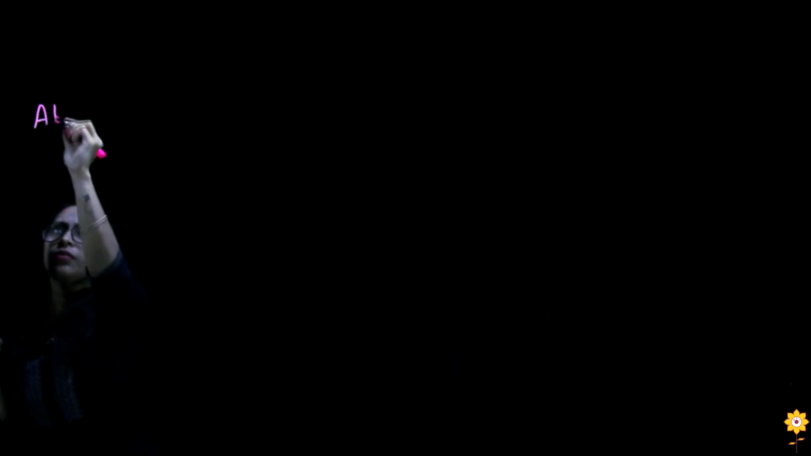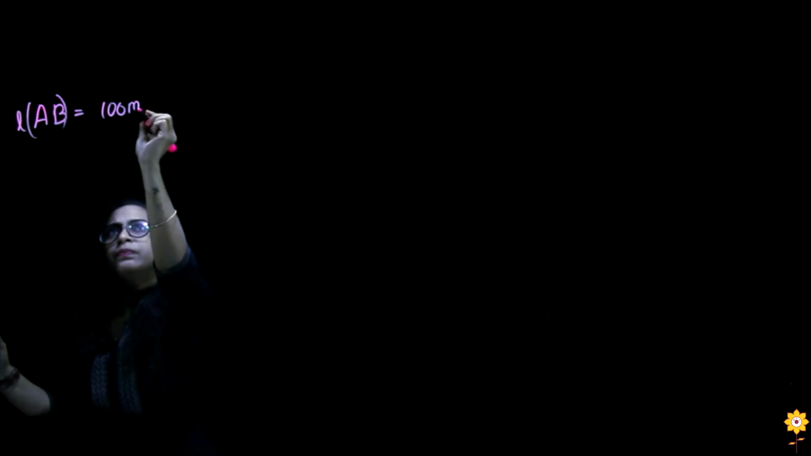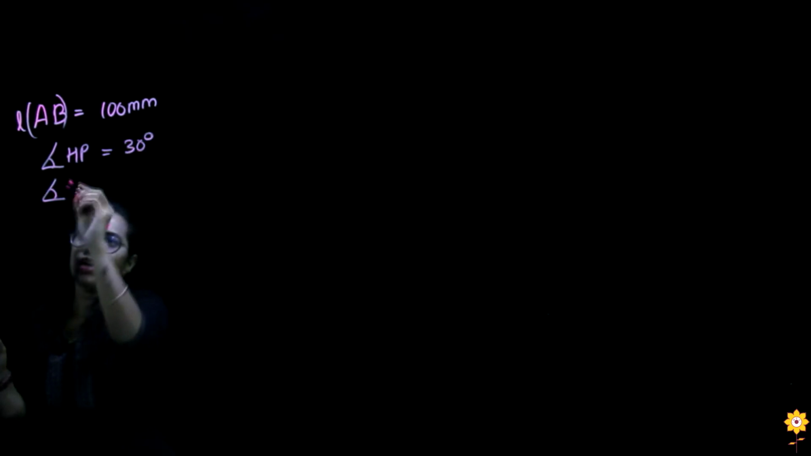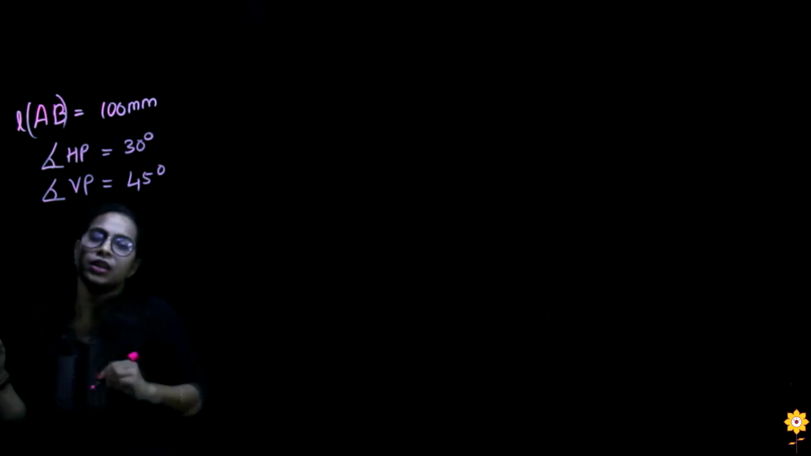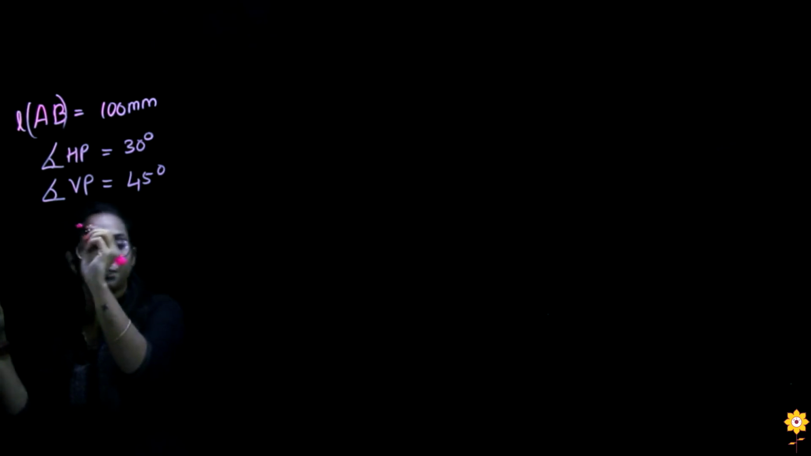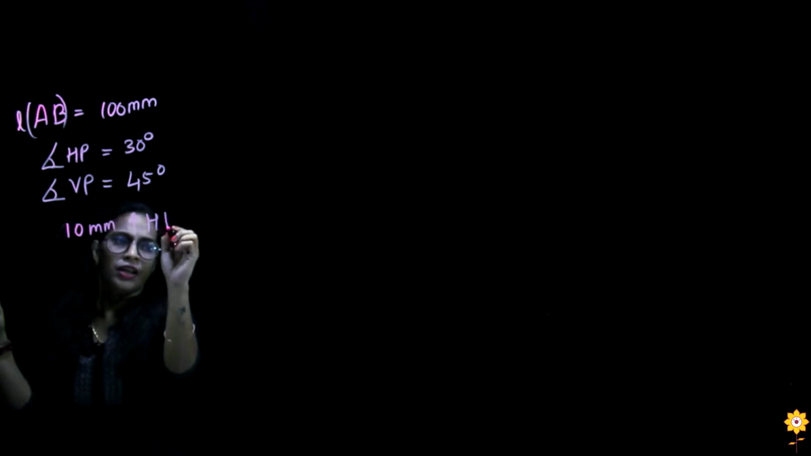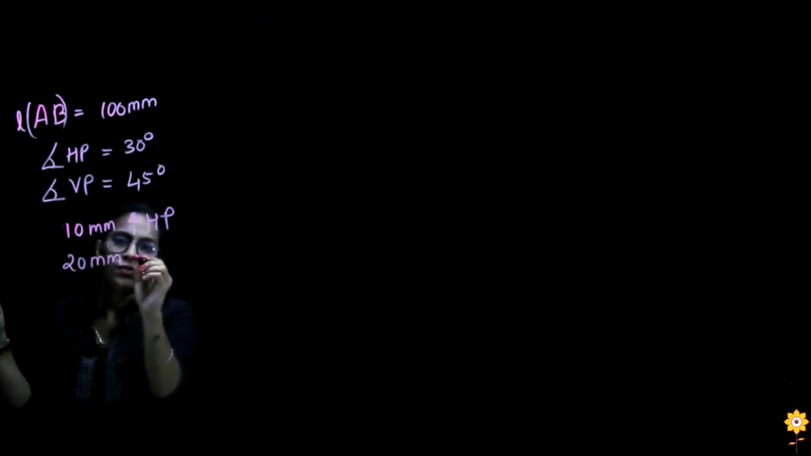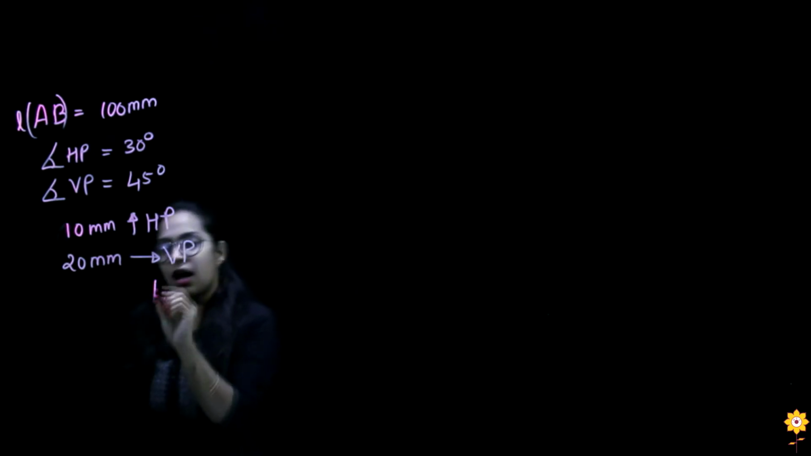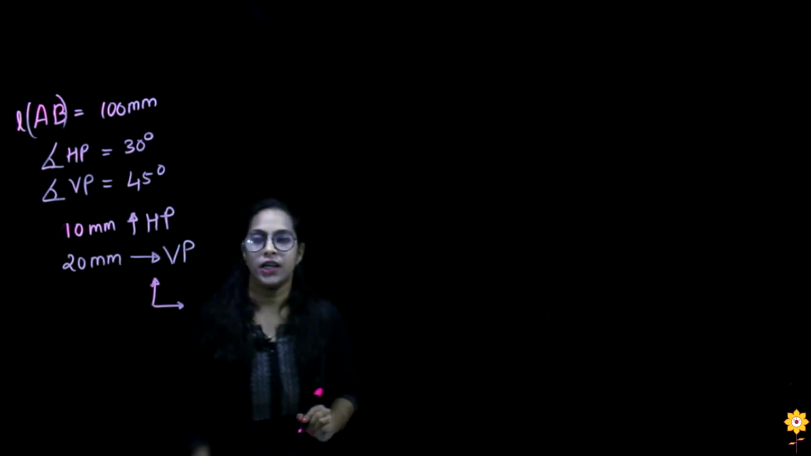Let's say I have a line AB whose total length is 100 mm. It is inclined to HP at an angle of 30 degrees and inclined to VP at an angle of 45 degrees. Now the location of point A is given to us. It is said that point A is 10 mm above HP and 20 mm in front of VP. By this information, we know that if a point is above HP and in front of VP, it lies in the first quadrant.